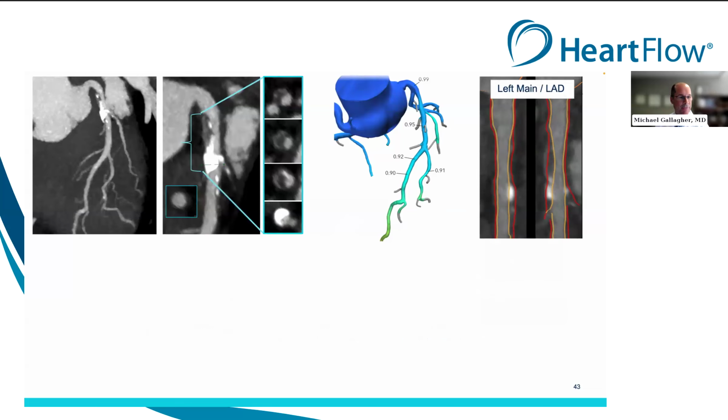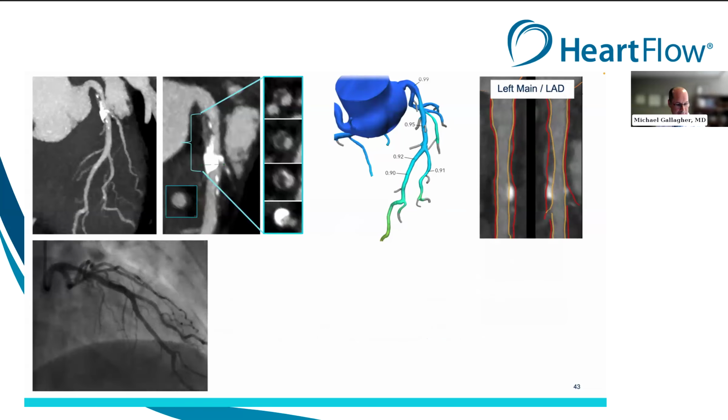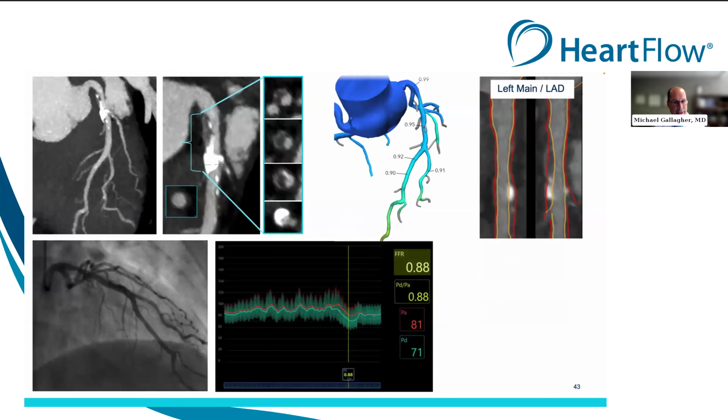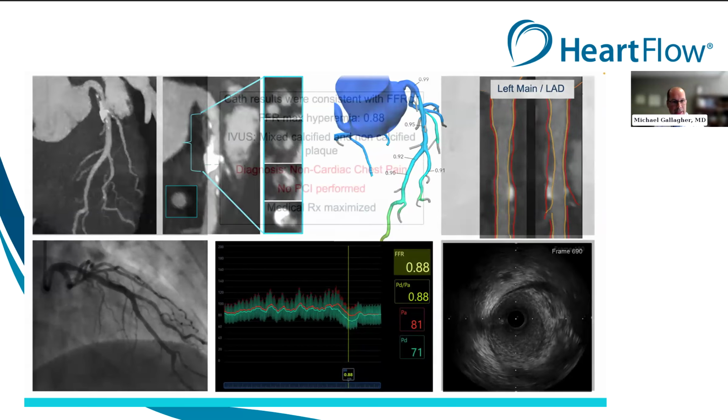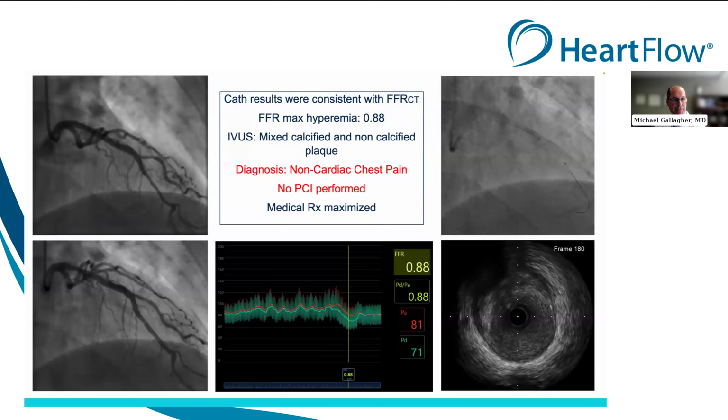So if we take a look at what the invasive angiography showed, on the left, you can see a 30 to 40% LAD stenosis. And in the middle, you can see the hyperemic invasive FFR assessment after adenosine was 0.88 distal to the stenosis, which correlated very nicely with our non-invasive surrogate FFRCT. So both of these demonstrated the lack of lesion-specific ischemia. So this patient was diagnosed with non-cardiac chest pain.